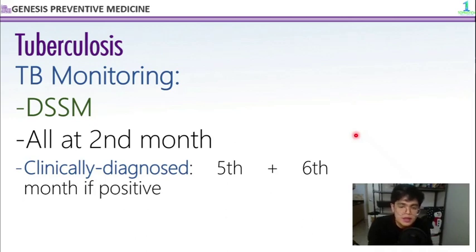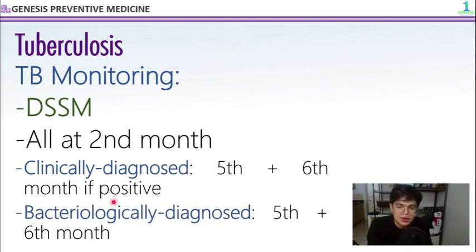So, if they are clinically diagnosed, if they are positive at that second month, they will proceed to DSSM at the 5th and 6th month. If the clinically diagnosed patient has a negative result on the second month, then they're good to go. No more other follow-up monitoring needed. But if they were bacteriologically diagnosed, then they will have to undergo second month, 5th month, and 6th month DSSM to complete. Okay? And that's if they're all negative, so that's just for monitoring.